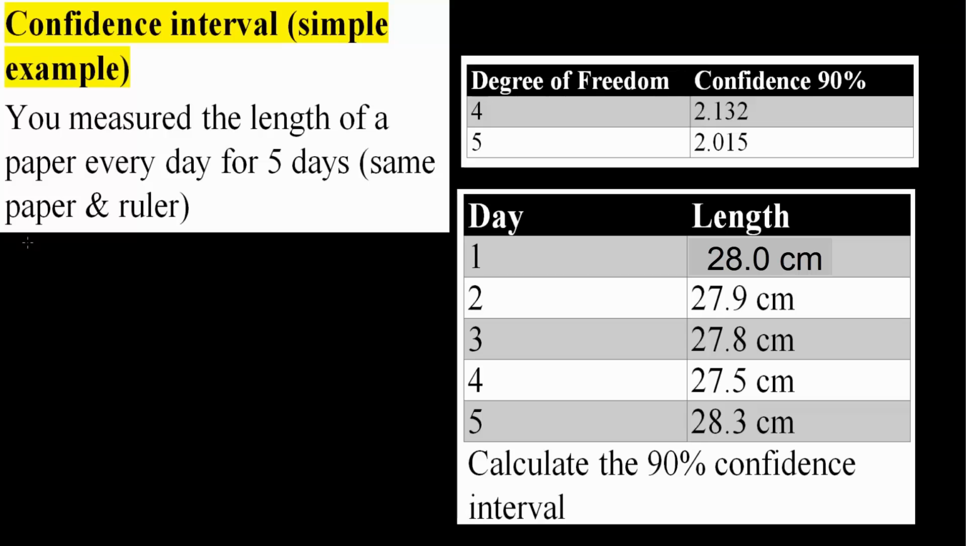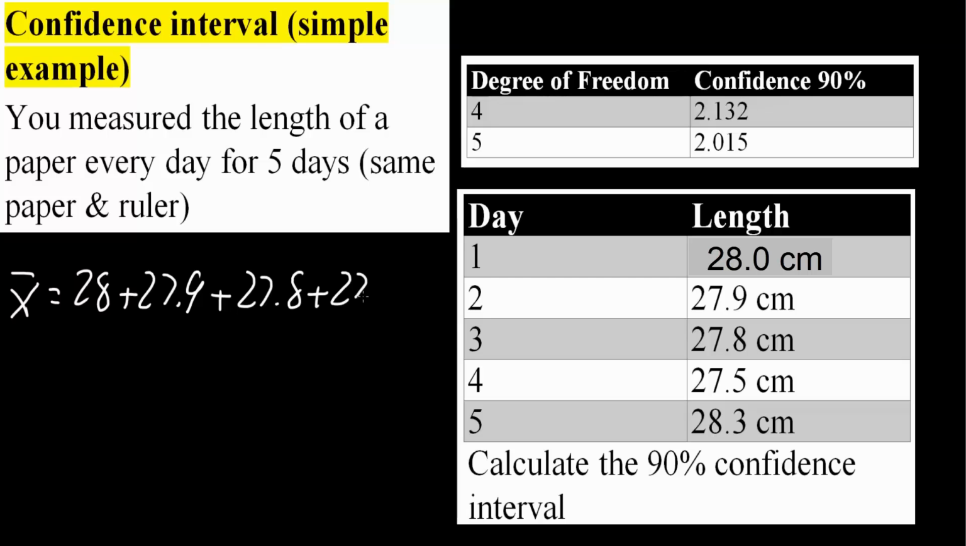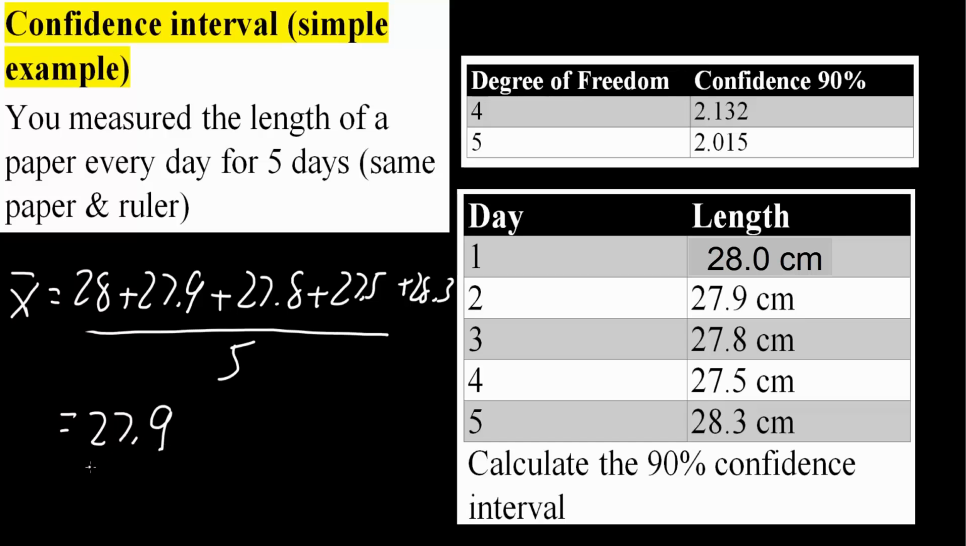So the first thing that we will do in order to get the 90% confidence interval is get the average. And so the average, we simply add up these 5 numbers. So we have 28 plus 27.9 plus 27.8 plus 27.5 plus 28.3. And we divide by the number of experiments. So we have 1, 2, 3, 4, 5. So we divide by n, which is 5. Now this will give us 27.9. This is the average.